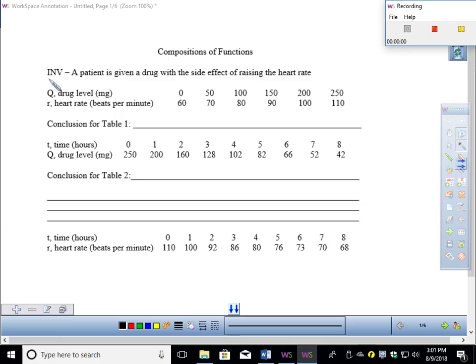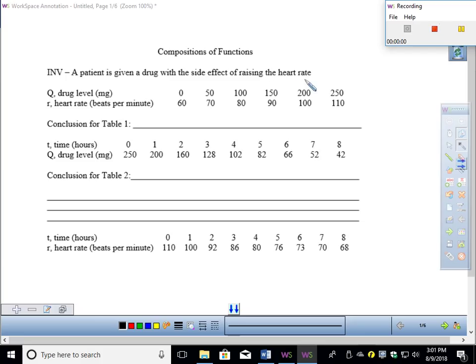There's a little investigation at the top of your page to get us thinking about what it means, before we get into the nuts and bolts of it. The investigation reads: a patient is given a drug with the side effect of raising the heart rate. All right, easy enough scenario here.